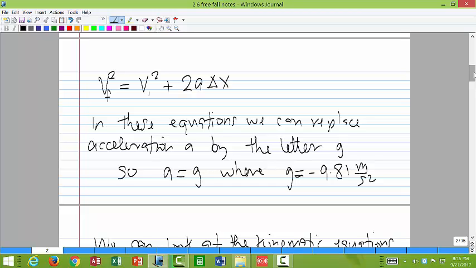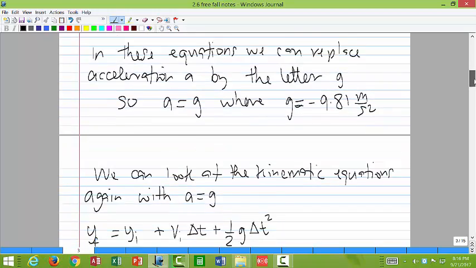The negative sign is a convention that we've been using, which is that acceleration is a vector, so any vector pointing down is negative. So we're using a convention that motion downward is negative.